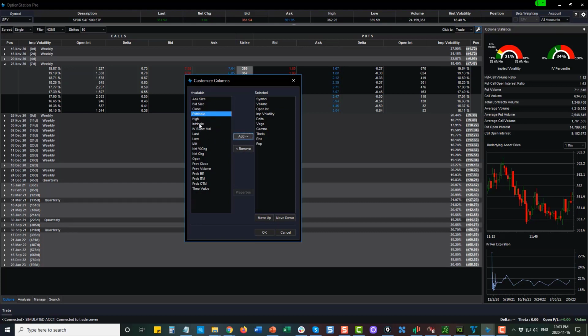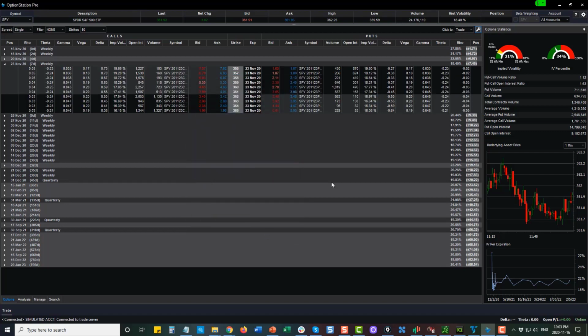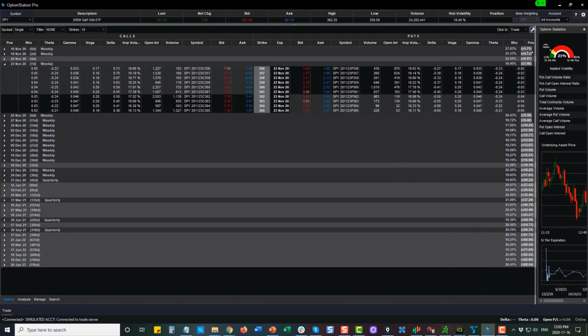And then we've got intrinsic value. I'm not really interested in adding the intrinsic value and stuff like that. I'm not really adding the probabilities either. You could add them in there, and these are just some more advanced stuff. But I'm going to leave that expiration date there, and we're going to add that. So there's a more customized options chain, bid, ask, symbol. Let's take a look here.